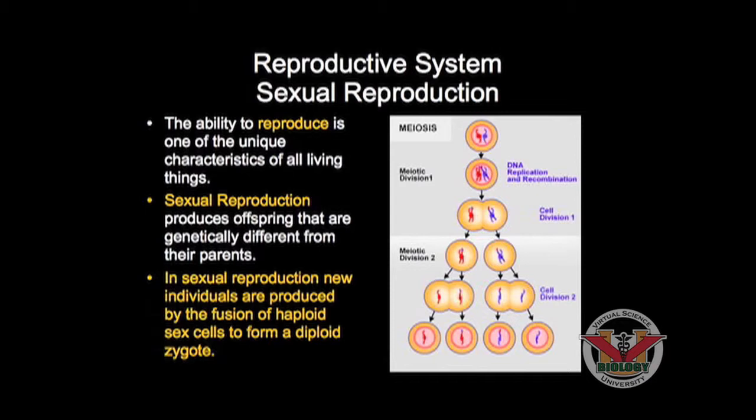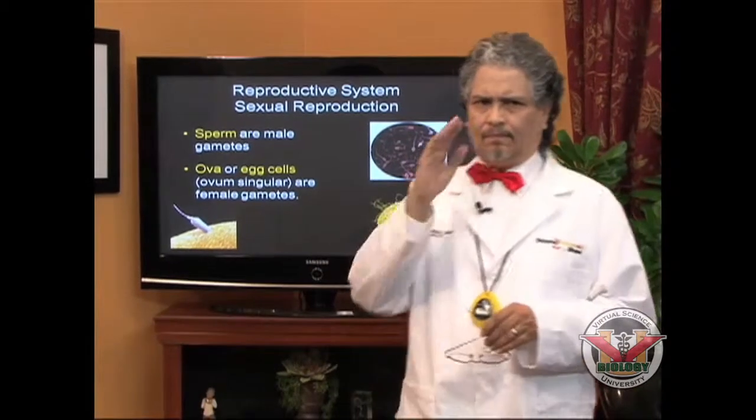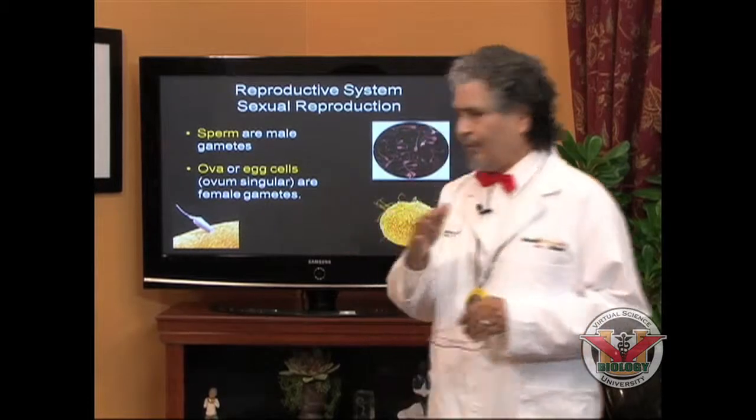Sexual reproduction produces offspring that are genetically different. Okay? That's the part that I want you to see, genetically different from your parents. And then, of course, in sexual reproduction, new individuals are produced by the fusion of two haploid cells to become a mature diploid zygote. Okay? Very important for you to know that.